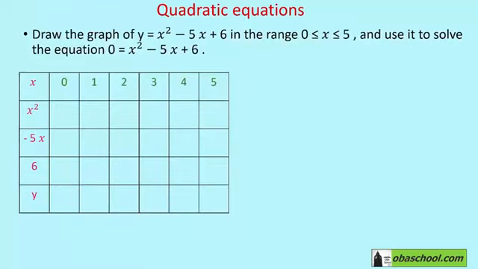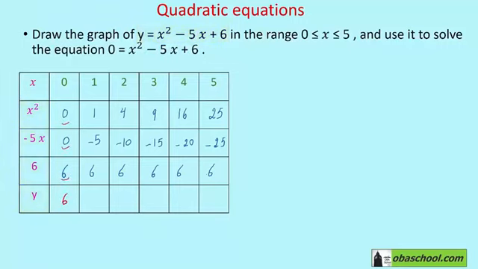Now, as usual, we're going to start with this table. On the first row, we have our range: 0, 1, 2, 3, 4, and 5. Due to the respective values, x squared will be 0, 1, 4, 9, 16, and 25. As for minus 5x, it will be minus 5, minus 10, minus 15, minus 20, and minus 25. Now, 6 is going to stay constant and it's not dependent on any variable.